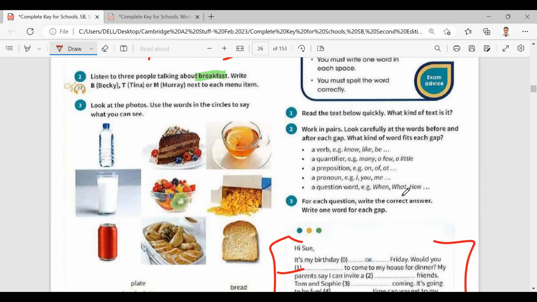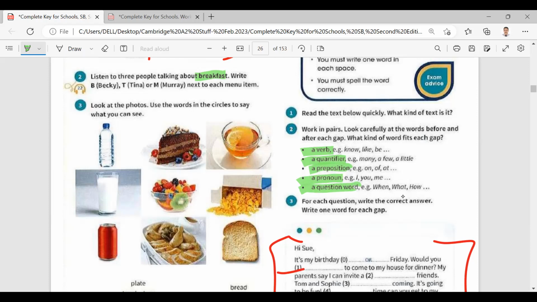To answer this part, you need to write a verb, like verb to be, like am, is, are, or any verb like no. A quantifier like what we mentioned today, like many, much, a few, a little, a lot of, or a preposition, حرف جر, like on, at, in, or a pronoun, ضمير, like he, she, I, you, me, or a question word, like when, what, how. Okay. Or sometimes we use a linker like and, so, because. This makes sense?